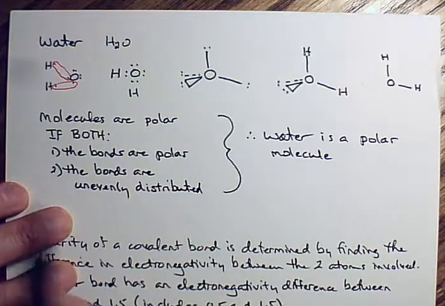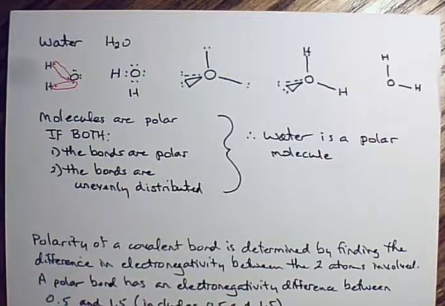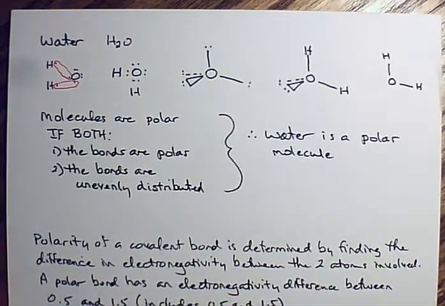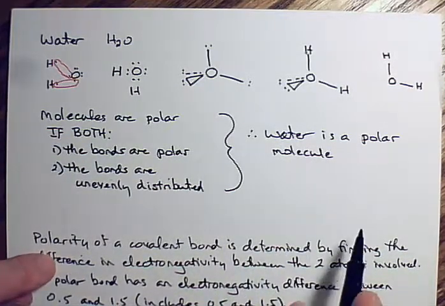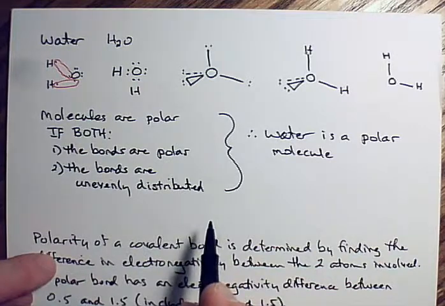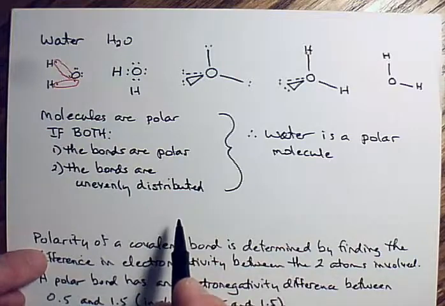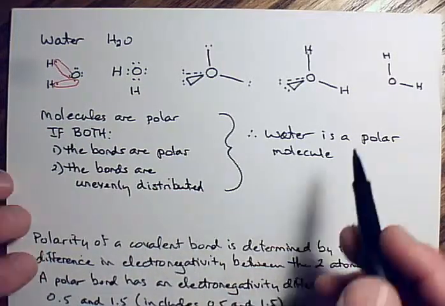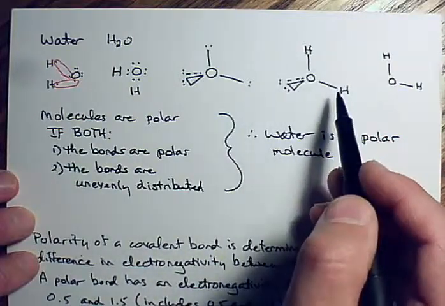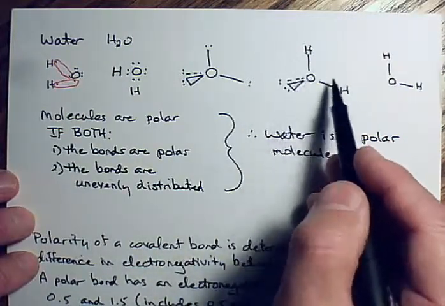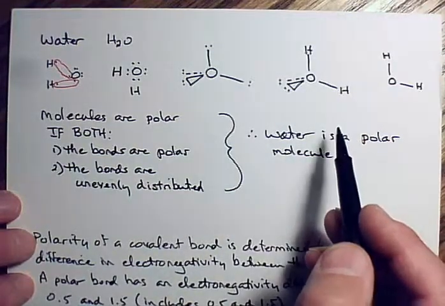That makes sense to you? Let me further refine "unevenly distributed." Because in some molecules, you have polar bonds and nonpolar bonds, or you have different kinds of bonds. In order to have a nonpolar molecule, you've got to have the arrangement be evenly distributed, and you've got to have pretty much the same kind of electronegativity going all the way around.